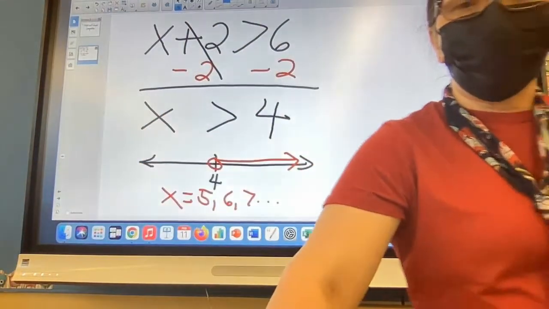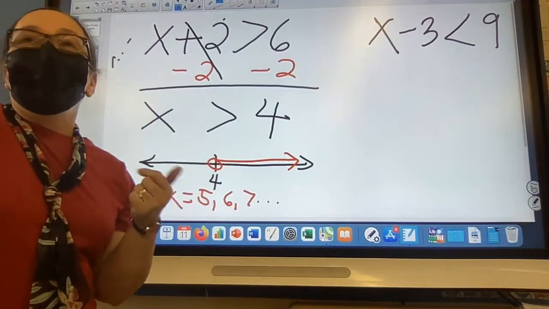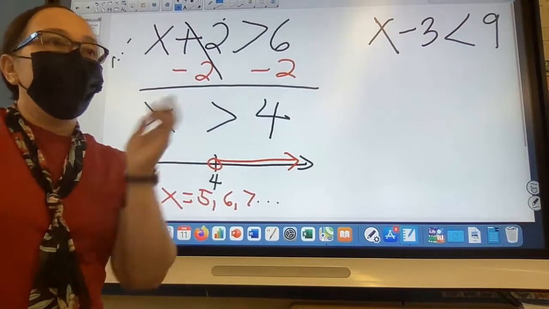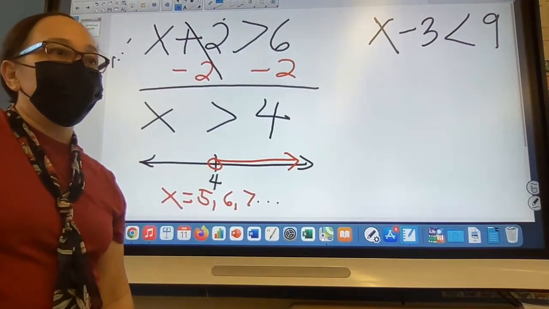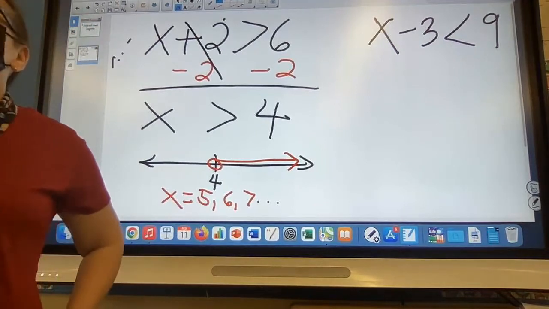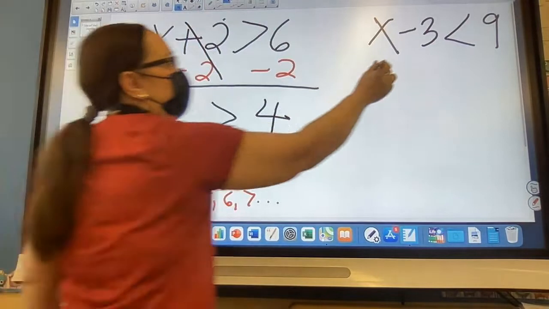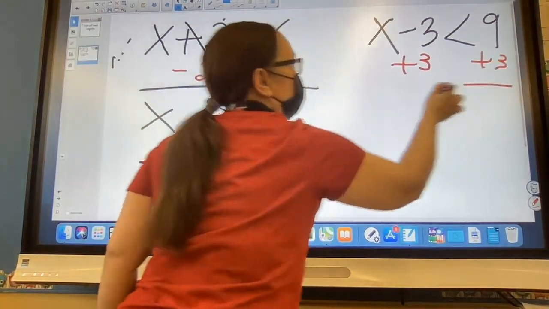Sure, go ahead, question. Next example is x minus 3 is less than 9. What are the steps we do? You need to make a complete statement all the time. It's third marking period. Plus 3 on both sides of the inequality, because you're doing the inverse operation. So you're going to do plus 3 here, and you're going to do plus 3 over here.